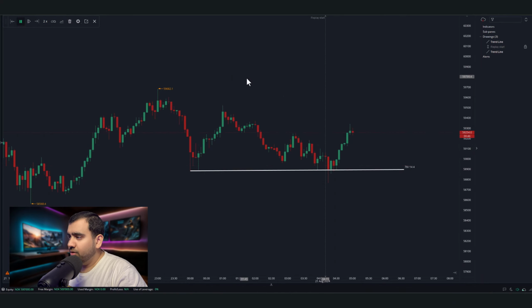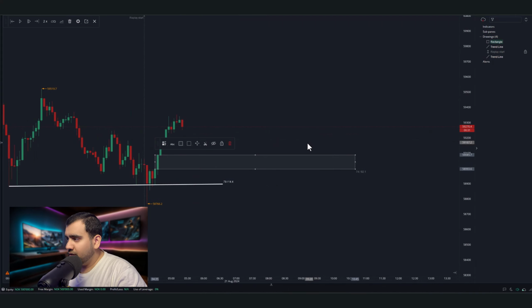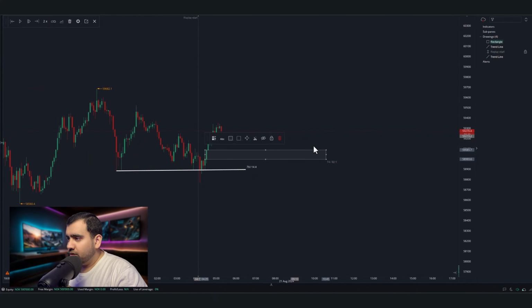Basically, I found a fair value gap here, which is this one. This is a very nice gap, and I will draw a rectangle, which is our entry level. So this is our entry. This is basically my entry level. Okay, so I will just create a big one.